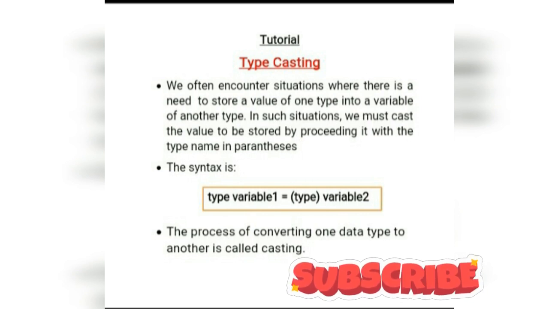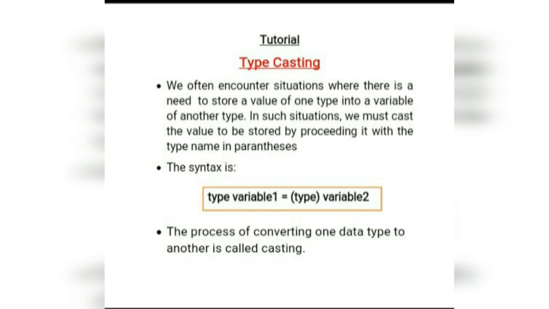Here the type is nothing but a data type. Suppose type variable1 is equal to, in parentheses, type variable2. That means if I have a variable1 that is n and its type is integer, and here variable2 is, suppose, a long and I want it as int, then in the parentheses I will use int. That means my variable2 gets converted from long to int, and this is what typecasting is. The process of converting one data type to another is called casting.